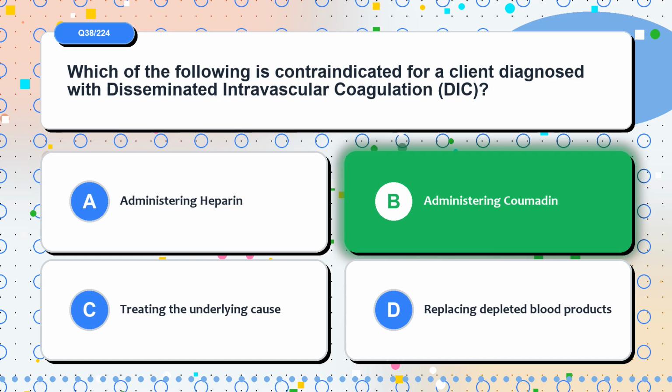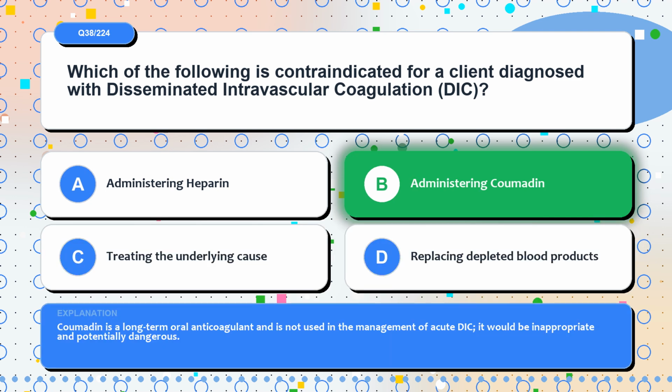The correct answer is option B. Administering Coumadin. Coumadin is a long-term oral anticoagulant and is not used in the management of acute DIC. It would be inappropriate and potentially dangerous.